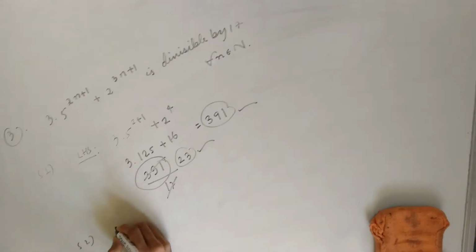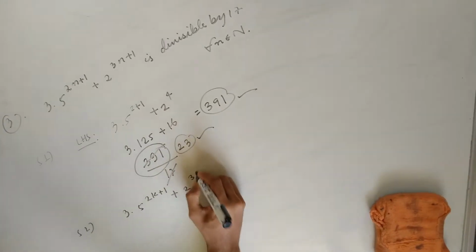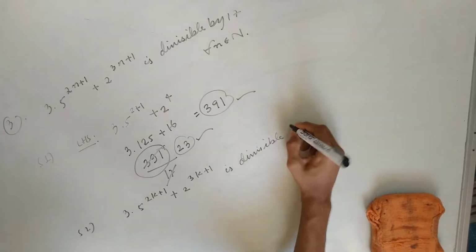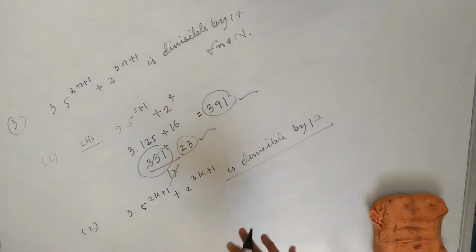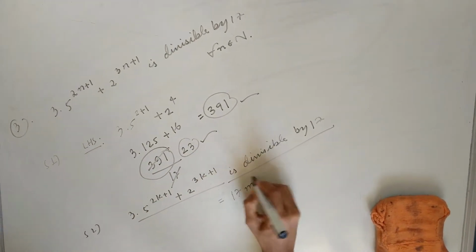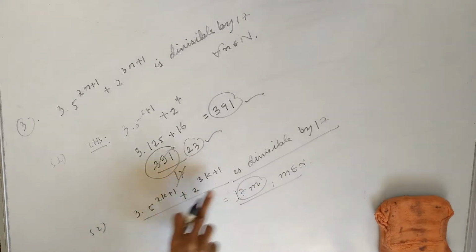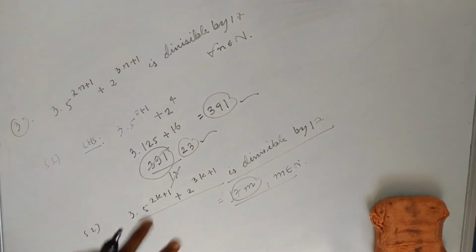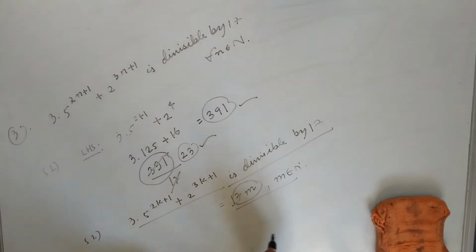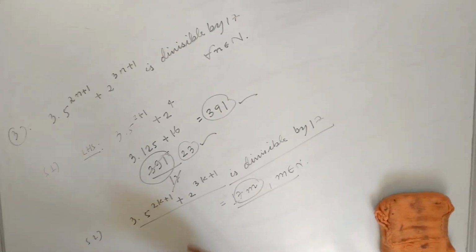Now step 2 is your assumption. Assume 3 into 5 power 2k plus 1 plus 2 power 3k plus 1 is divisible by 17. If I want to write this statement in mathematical form, I will write that this is equal to 17 into m, where m is a natural number. Because it is divisible by 17, 17 will be a factor of it, so 17 into something. Now step 3 is utilizing this assumption to obtain the final generalization.